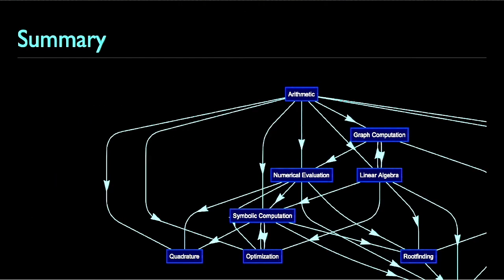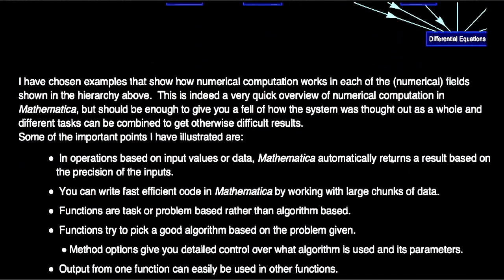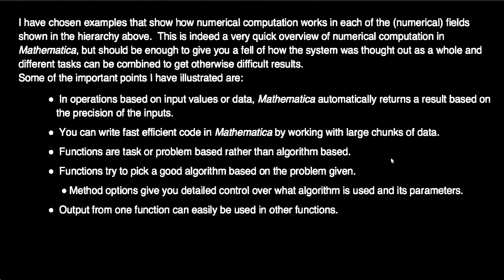There are going to be a bunch more. In summary, I've shown you how numerical computations work. The main themes are operations based on input values or data. We try to return a result based on the precision of the inputs: exact in, exact out; precision in, some precision out; machine numbers in, machine numbers out. You can write fast, efficient code by working with large chunks of data. Functions are task or problem based, and I think the two examples emphasized that. Functions try to pick a good algorithm based on the problem given. And output from one function can be easily used in other functions, which particularly that last example hopefully emphasized.